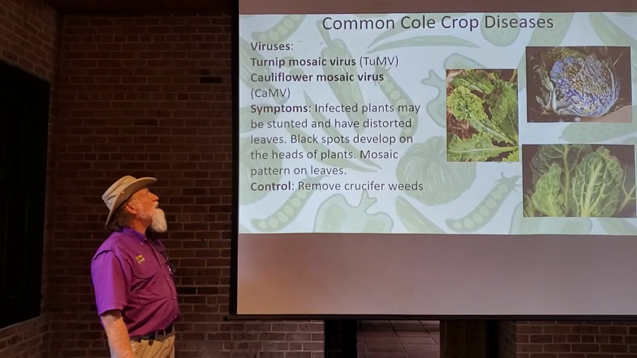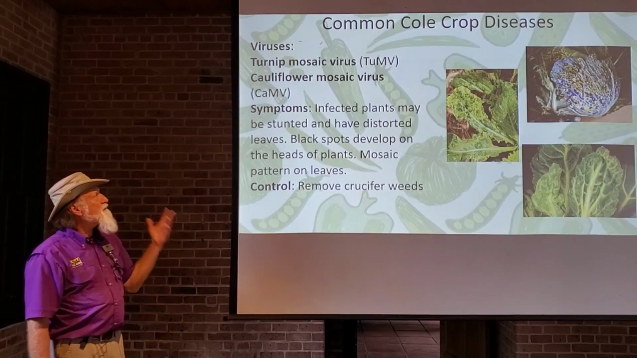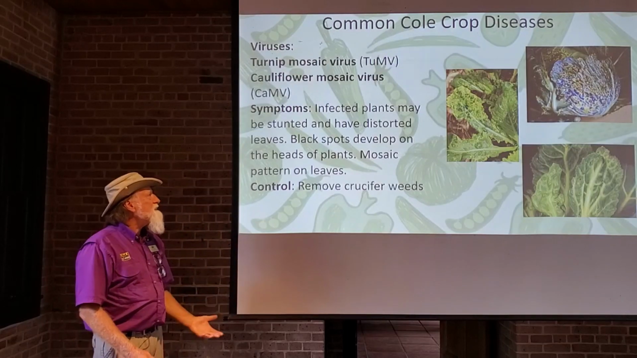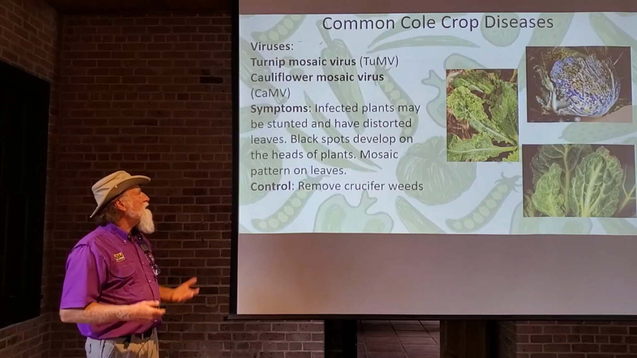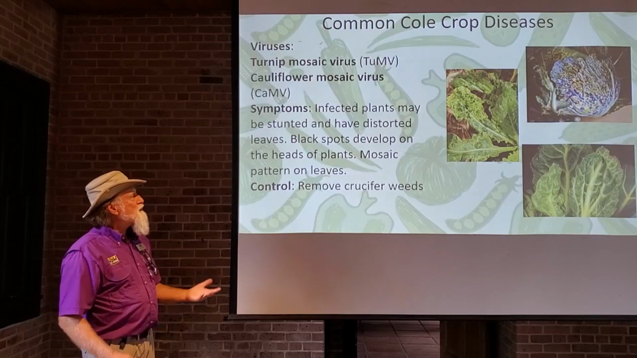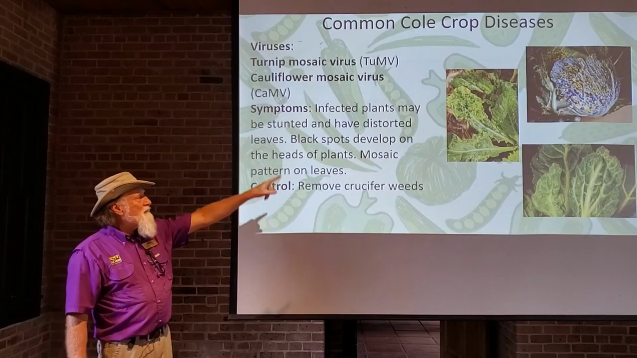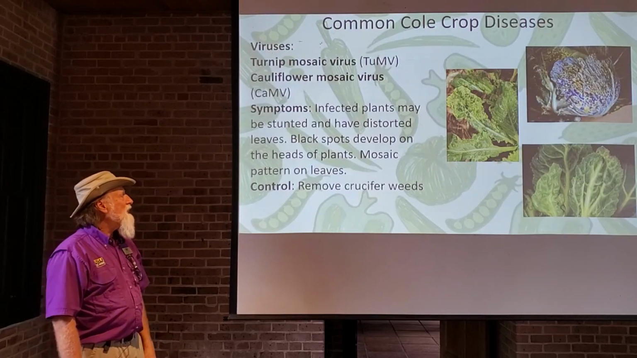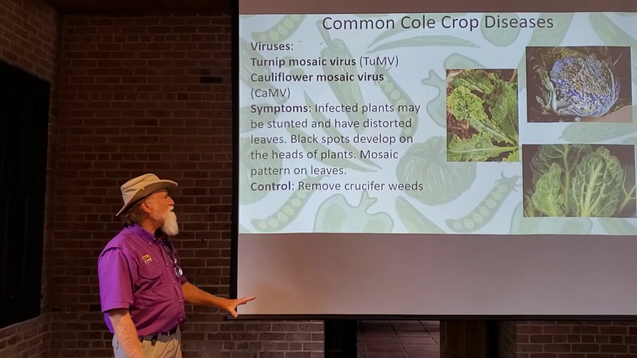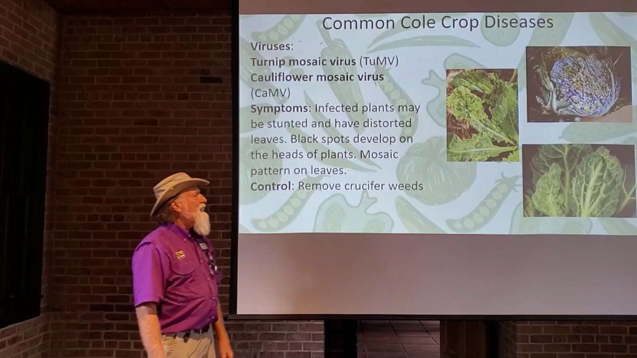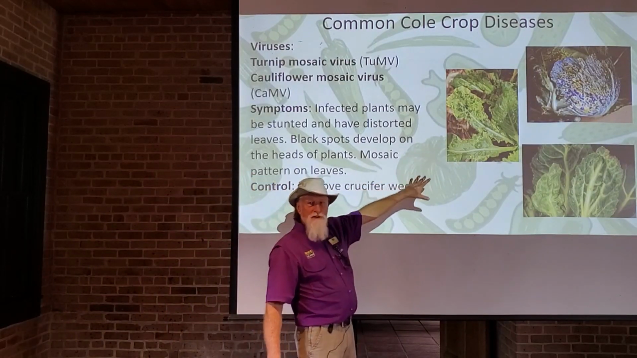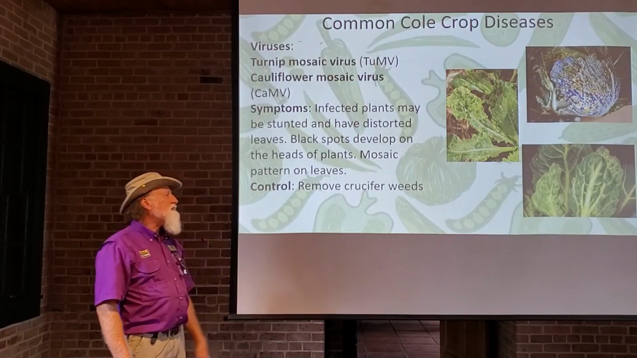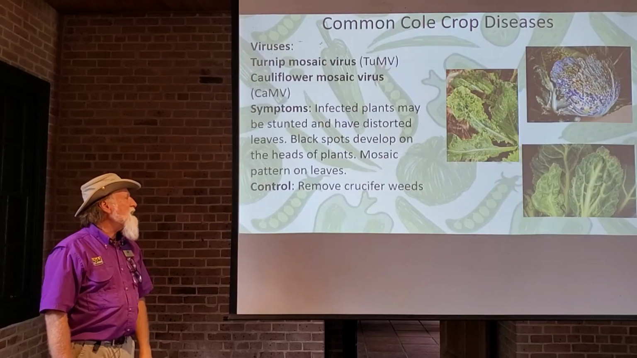Now, a couple of common ones are turnip mosaic virus and cauliflower mosaic virus. The plants will probably look stunted, especially if it's infected early. It'll reduce the size of them. It'll distort the leaves, and you'll actually have the black spots developing on the heads of your cabbage. You can see the black spots develop at different parts of the plant, and you get that mosaic effect. Remember the mosaic effect? The light green, dark green, light green, dark green mosaic effect. Both of these viruses will give you that.